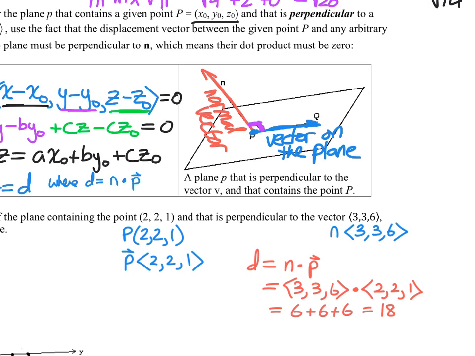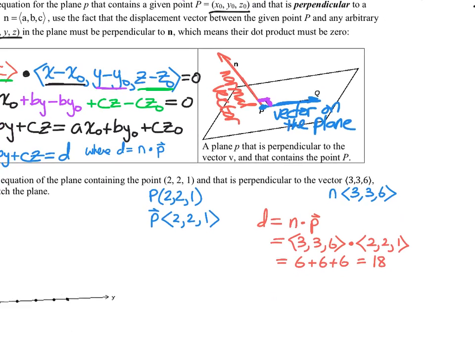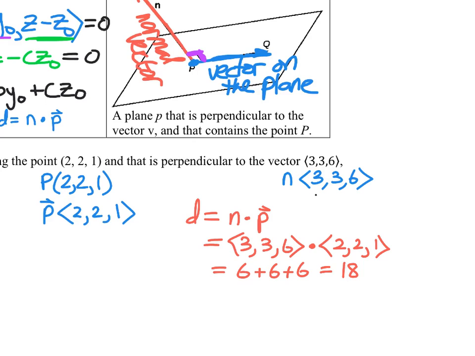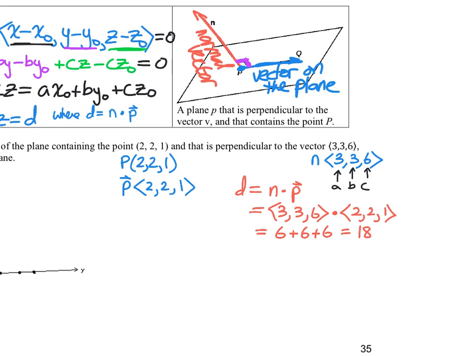Which is 18. So that gives you the right-hand side of your equation, which is really the only challenging part of it, because the normal vector is made up of your A, B, and C values, which serve as the coefficients of x, y, z on the left-hand side. So I'm looking at 3x plus 3y plus 6z is equal to 18. That's the equation of the plane.